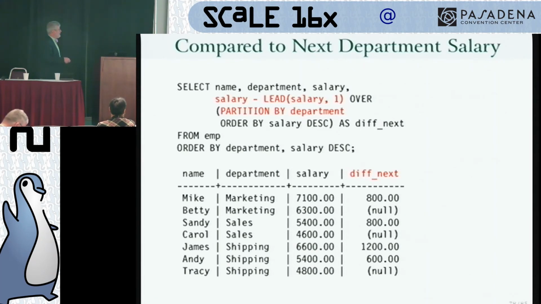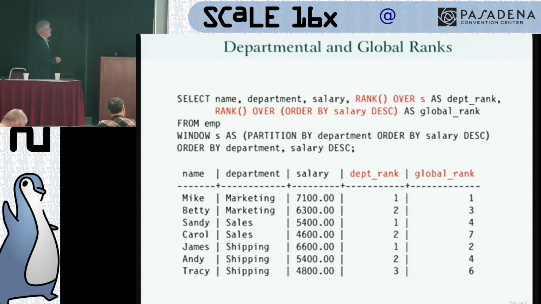So you get an idea of how they're breaking up within their departments. Okay, again, comparing to the average department, comparing to the next highest salary department, different numbers. This one is really interesting. I can find the person's rank within their department using S, and also their rank within the company. So here is the rank within their departments. Here is the rank within the company. And a good example of using different window clauses in the same query.